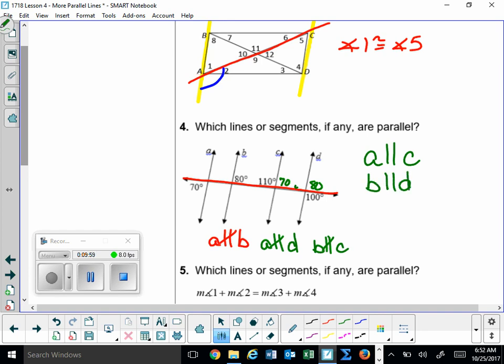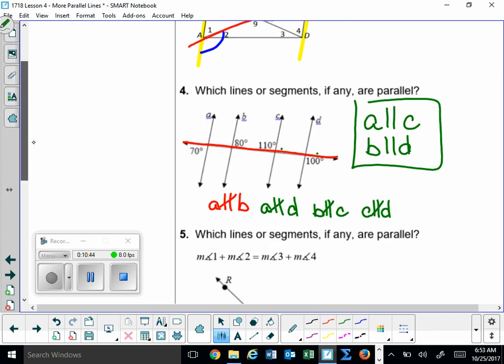And I'm still not done. Let's take out this scratch work here, and let's look at C and D. 110 and 100, those are alternate exterior. They would have to be congruent. They're not, so C is not parallel to D. All right, so my answers right here. The rest of this just helps me keep track of whether or not I checked all the possibilities. One of the really wicked ways to put this on a test or a quiz is to make it multiple choice and start with letters D or E saying answers A and B, answers C, D, and E, all of the above, none of the above. This could be a wicked problem on a test or a quiz.